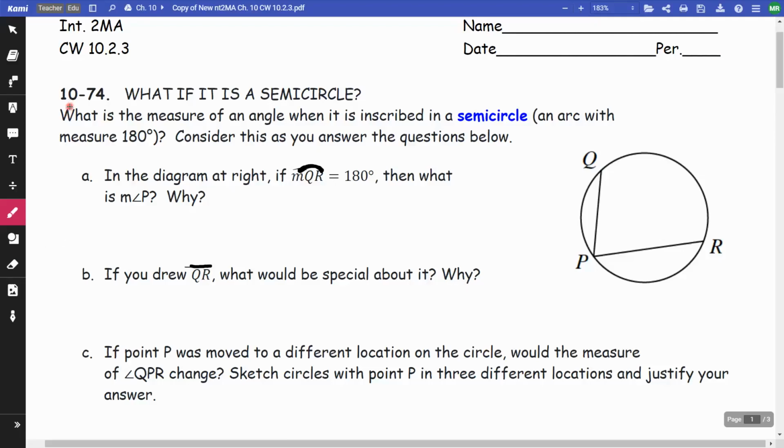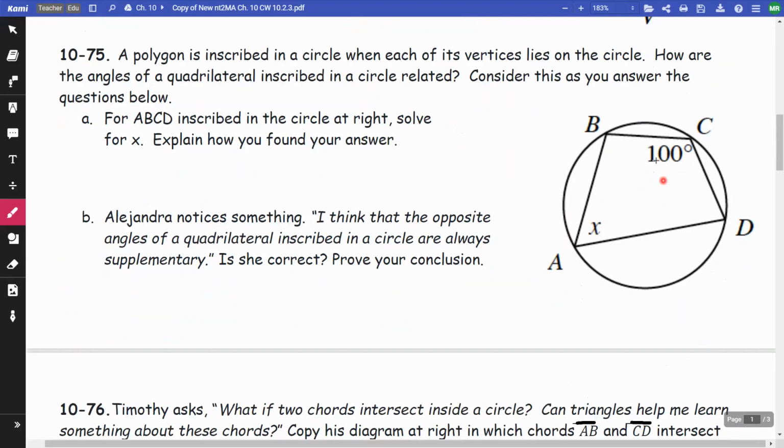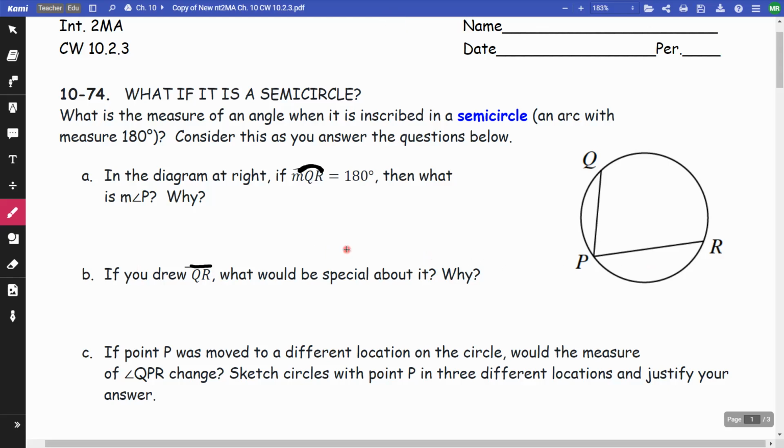So this video is on the classwork 10-74 to 10-78, where we're going to be talking about semicircles and what is true about inscribed angles in a semicircle, and also what is true about quadrilaterals inscribed in a circle, and what is true about two chords intersecting in a circle. So in this first problem, we're going to be dealing with semicircles.